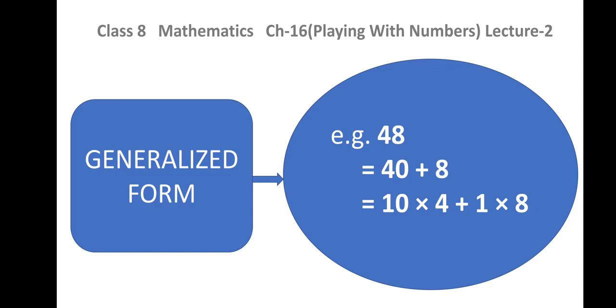So 48 is the number I have taken here as the example. 8 is at 1's place, so it will be multiplied by 1, plus 4 is at 10's place, so it will be multiplied by 10, and we write 48 as 40 plus 8, and 40 can be written as 10 into 4 plus 1 into 8.